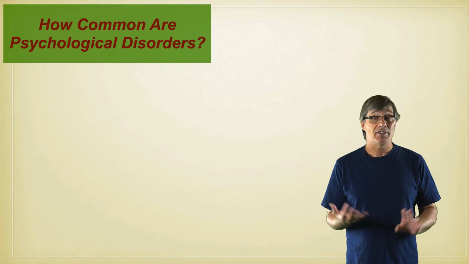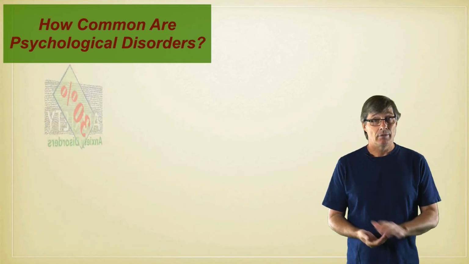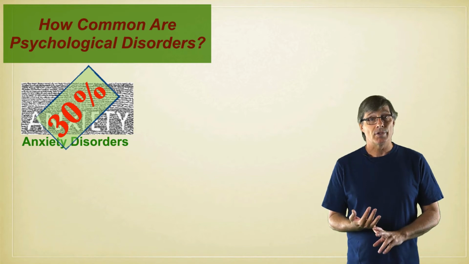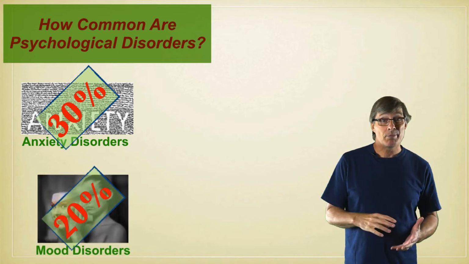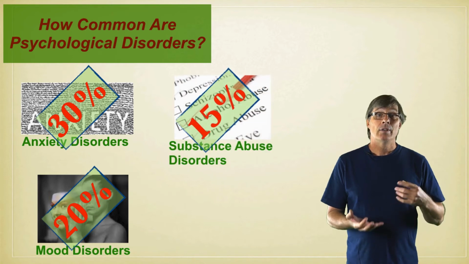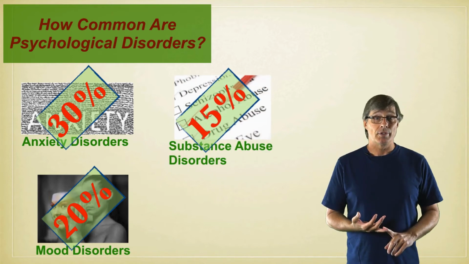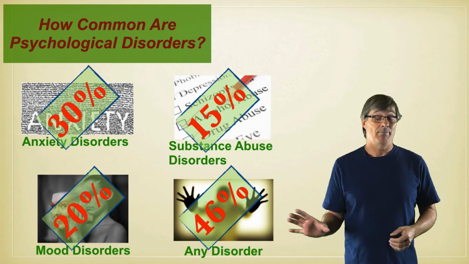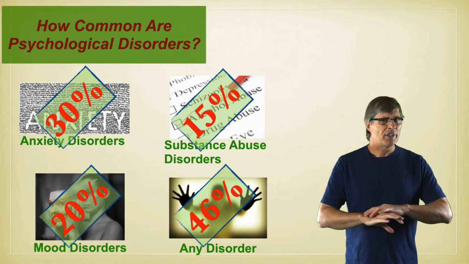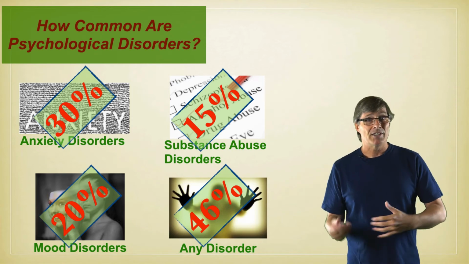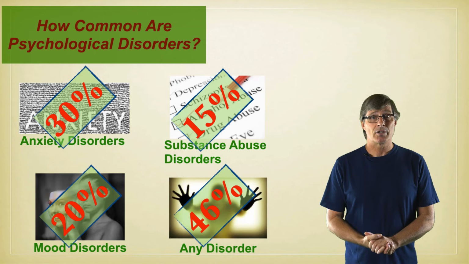Anxiety disorder affects about 30% of adults in their lifetime. Mood disorders affect about 20% of adults in their lifetime. Substance abuse disorders affect almost 15% of adults in their lifetime. And if you consider any of the psychological disorders, that affects about 46% of adults in their lifetime.